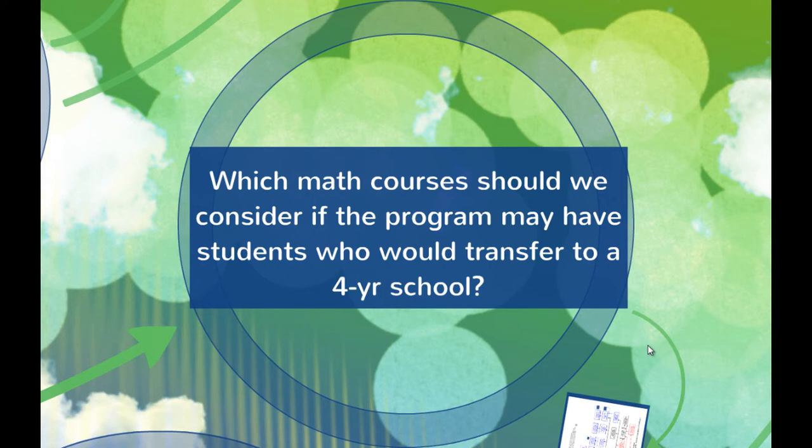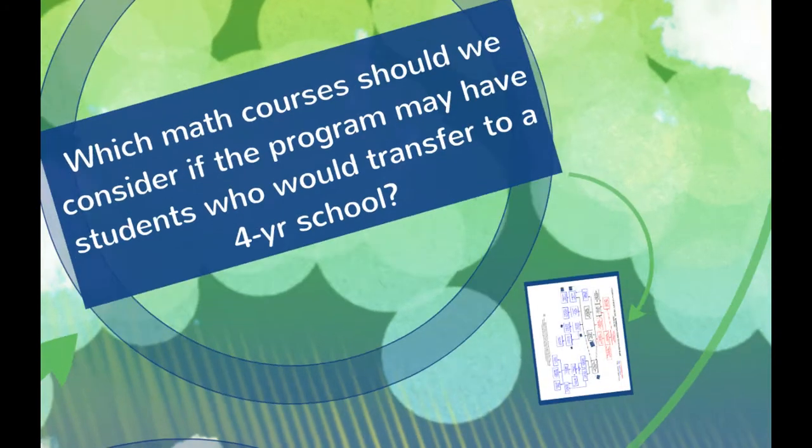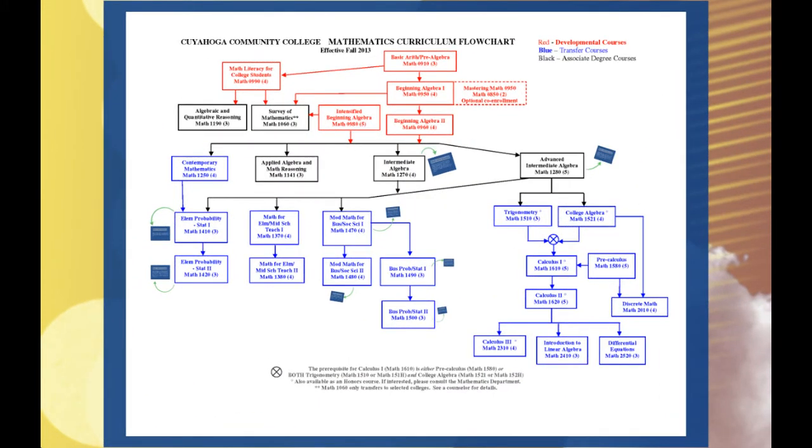Which math courses should we consider if the program may have students who would transfer to a four-year school? It starts at Math 1270, Intermediate Algebra, and Math 1280, Advanced Intermediate Algebra.